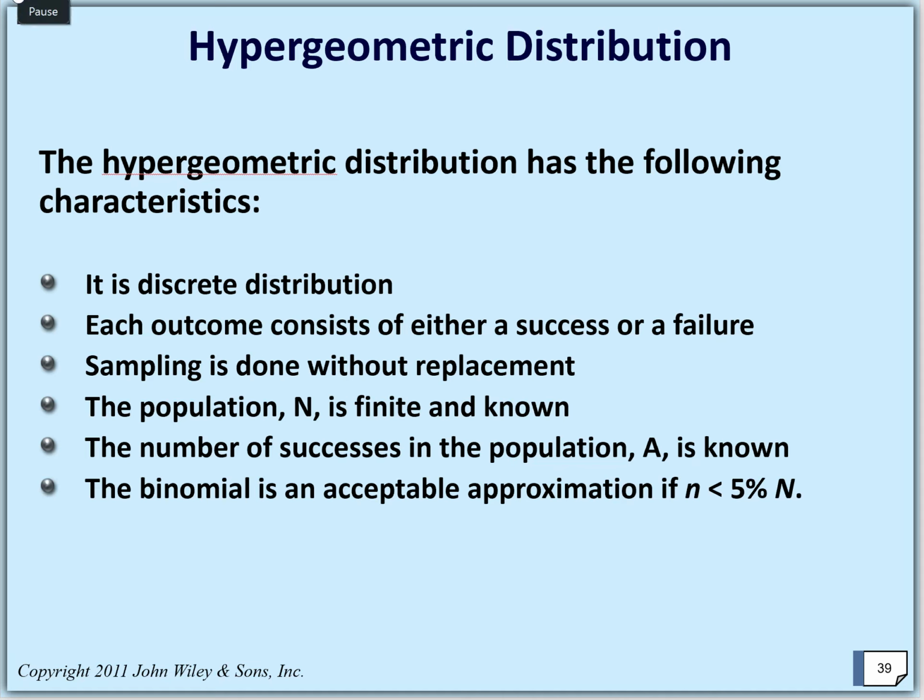The third one is hypergeometric distribution. Now, the hypergeometric distribution is also a discrete distribution. Each outcome consists of either a success or a failure, like binomial. Sampling is done without replacement.